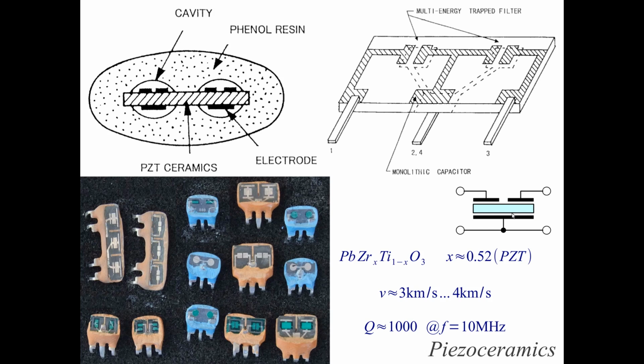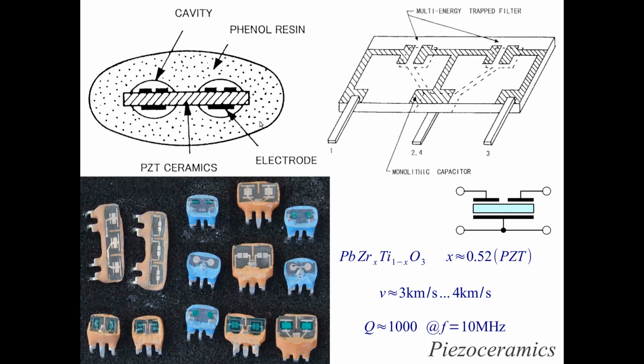The oscillation mode here is pressure wave. We do have some coupling to the surrounding air. We do not have a particularly high Q, around 1000 at 10 MHz. And velocities are in the 3 to 4 kilometers per second range.